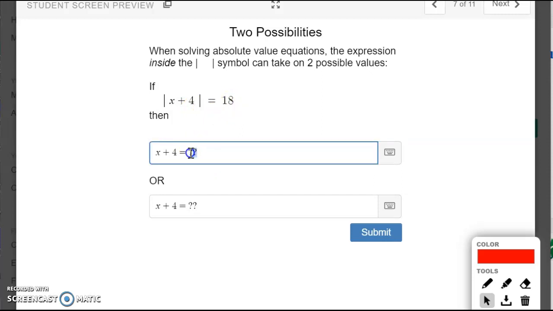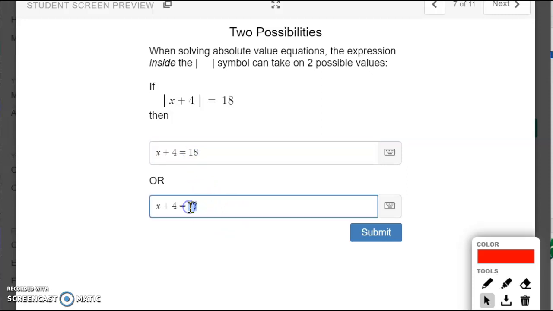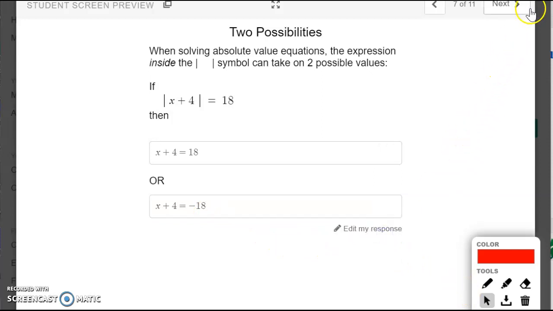So this could be positive 18 or it could be negative 18. Okay, and then you submit.